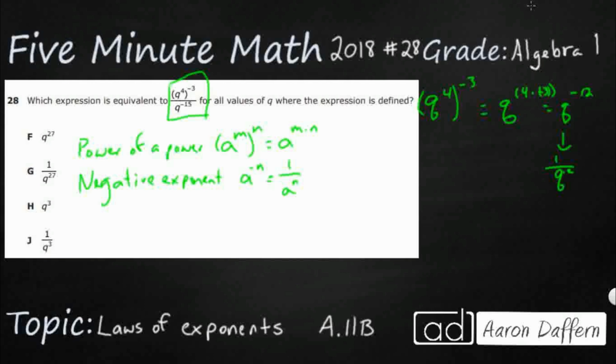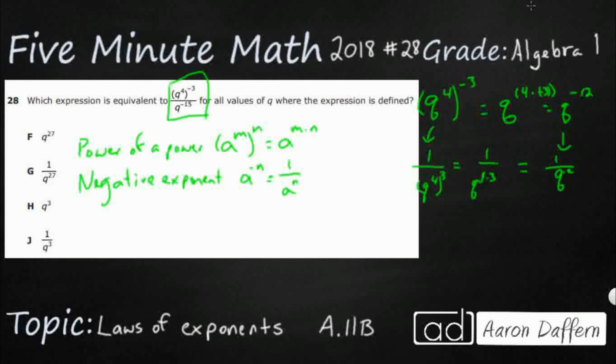Now we could have done that straight from here, right? We could have said, all right, since it's got that negative 3, I'm going to say 1 over q to the fourth, and then take that to the third, and then we're going to need to do 1 over q to the 4 times 3, and that's also going to equal 1 over q to the 12. So either way, our numerator, right, we haven't even touched our denominator, is 1 over q to the 12.